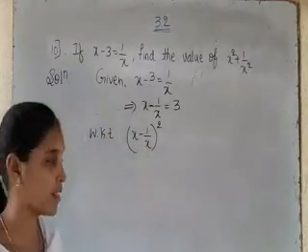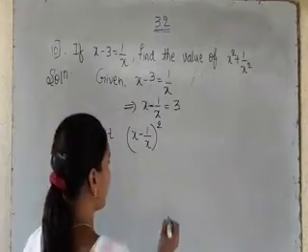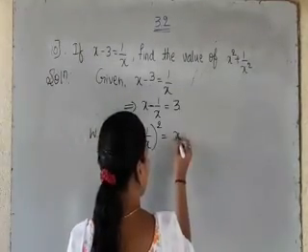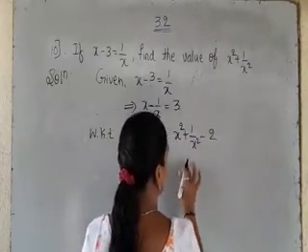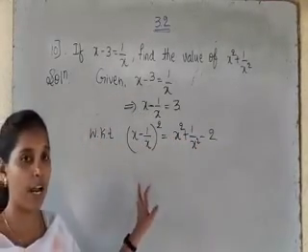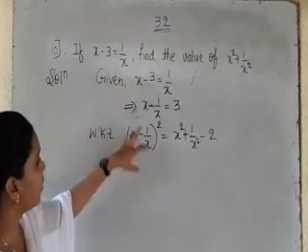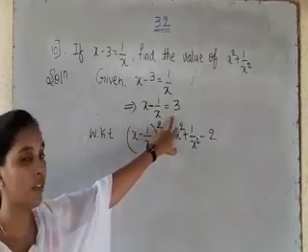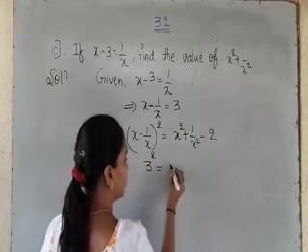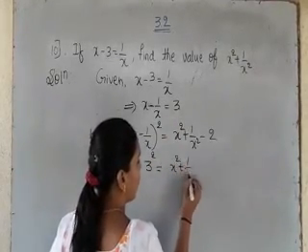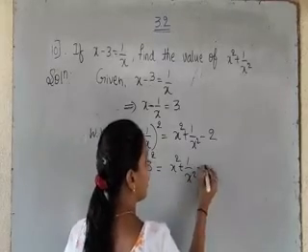So (x minus 1 by x) whole square is equal to x square plus 1 by x square minus 2. This is one more identity. So substitute the value again. x minus 1 by x is how much? 3. 3 square is equal to x square plus 1 by x square as it is minus 2.